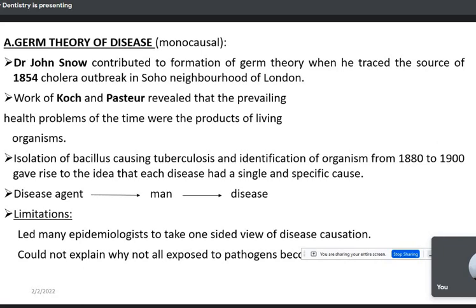But there is a limitation: it led epidemiologists to take only a one-sided view of disease causation. We all know that it is not only the host and the agent, but there is also the environment. It could not explain why not all those exposed to the pathogen become ill. All of the people are exposed in a certain area, but not all will develop the disease. That is the main criticism of this theory.